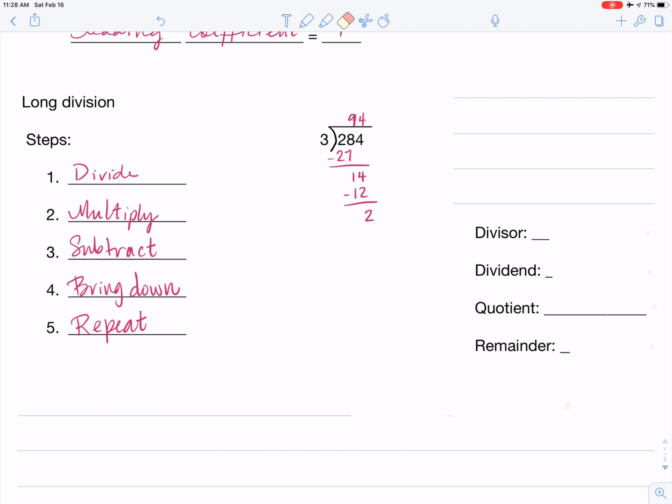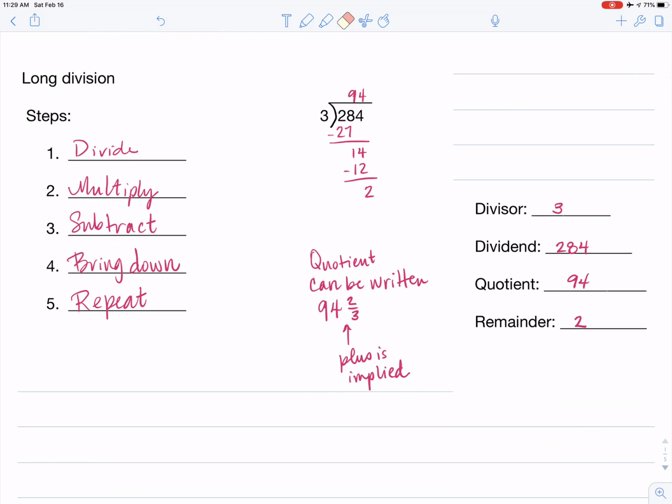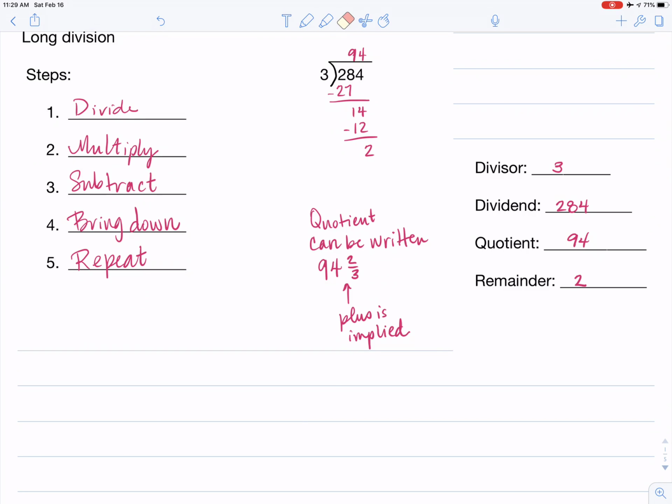So just a couple of comments about this. The divisor here is the number 3. The dividend is the number 284. The quotient is the number 94, and the remainder is 2. We can actually write that quotient a little differently. It can be written as a mixed number, 94 and 2/3. Just remember that when you have a mixed number like this, the operation between 94 and 2/3 is actually addition. Even though we don't write that, that is what is implied.